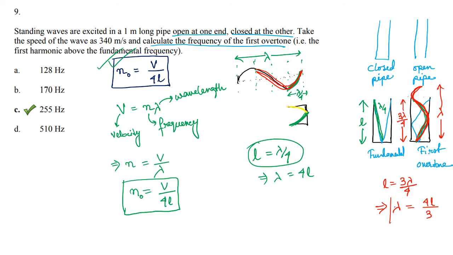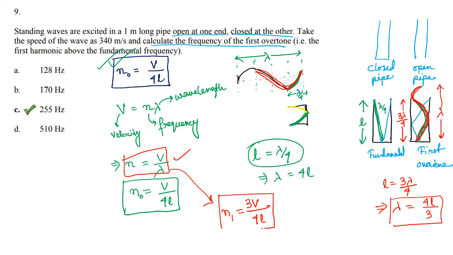So we can put this lambda in this equation. Okay, so it gives us N equal V by 4L by 3, that is 3V by 4L. So this is the first overtone N1. This is the formula for first overtone N1. So N1 equal 3V by 4L. Okay, so this is the formula for frequency of first overtone.